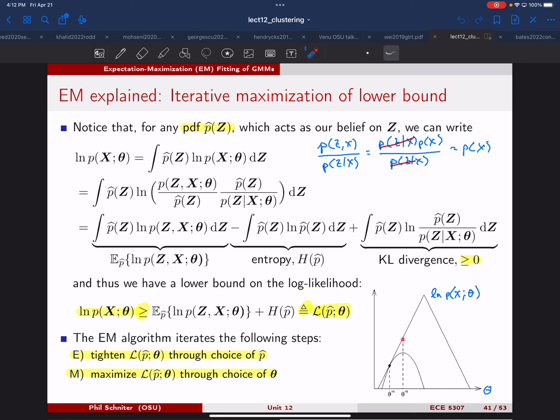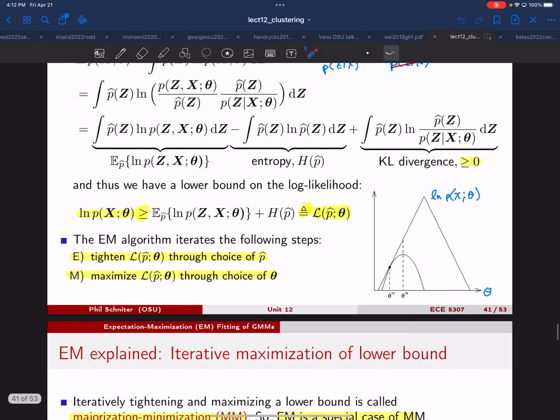So next we find a lower bound, which is going to be tight here. Maybe it looks like that. We find its maximum, and that gives us a new point. Find that lower bound, and so on and so on. Eventually, we converge to the peak of the likelihood. So that's the technique, these two steps.